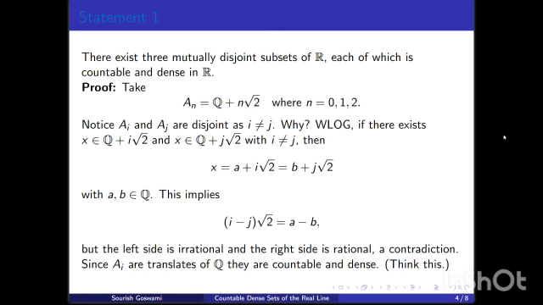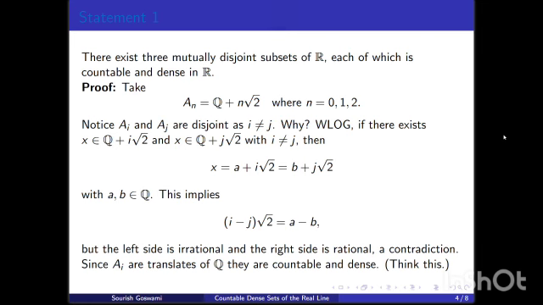Statement 1. There exist three mutually disjoint subsets of R, each of which is countable and dense in R. The construction goes like this. Take A_n equal to Q plus n root 2. Notice A_i and A_j are disjoint as i not equal to j. Why? Well, if there exists some x that belongs to both of them, that is Q plus i root 2 and Q plus j root 2, where i not equal to j, then x can be written in the form a plus i root 2 equal to b plus j root 2.